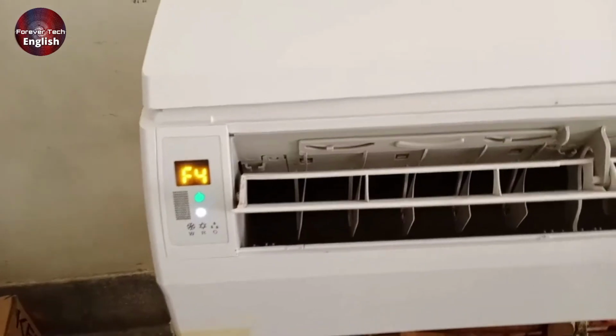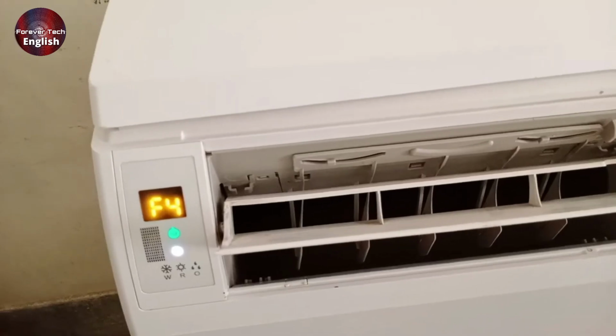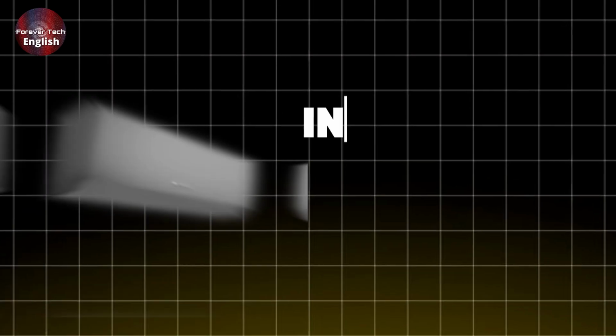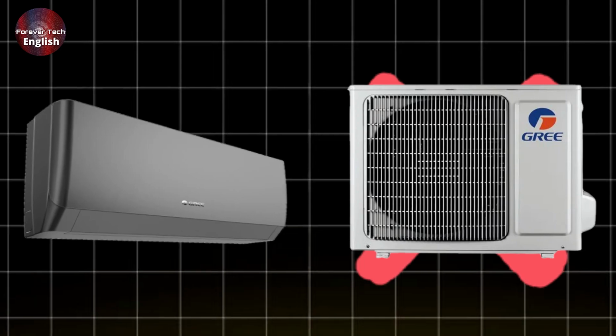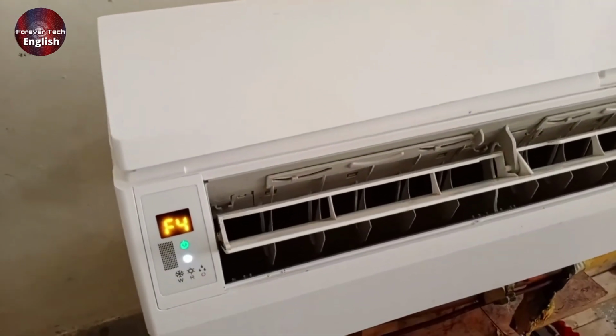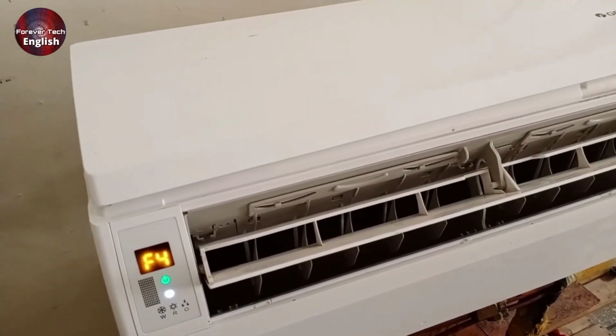Here it is. The F4 error is showing on the display. Whenever this error code appears, your indoor unit will keep running, but the outdoor unit will stop, and cooling will stop as well. So when this error code appears, what does it mean and why does it happen?